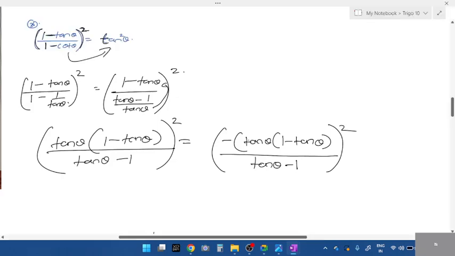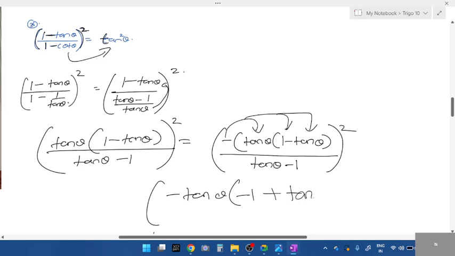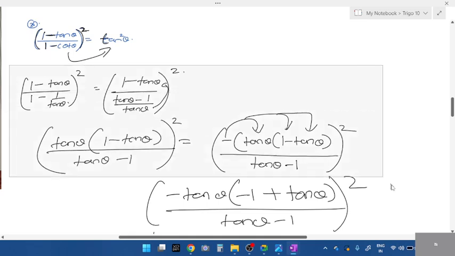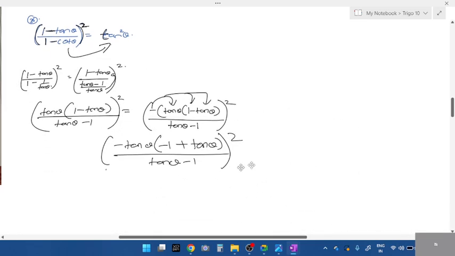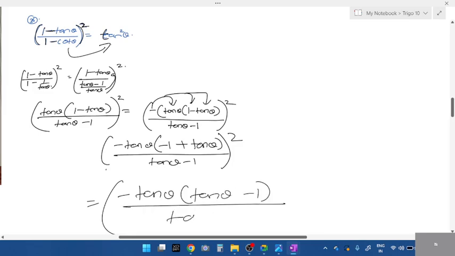Then when you open the bracket, what do you get? This minus will get multiplied for all three. So what you'll get, students? Minus tan theta and in bracket minus 1 plus tan theta, divided by (tan theta minus 1) the whole square. Now rearrange this. So when you rearrange, what do we get, students? Minus tan theta as it is. Tan theta is positive, let me write tan theta minus 1. And the denominator, what do you get? (Tan theta minus 1) the whole square.